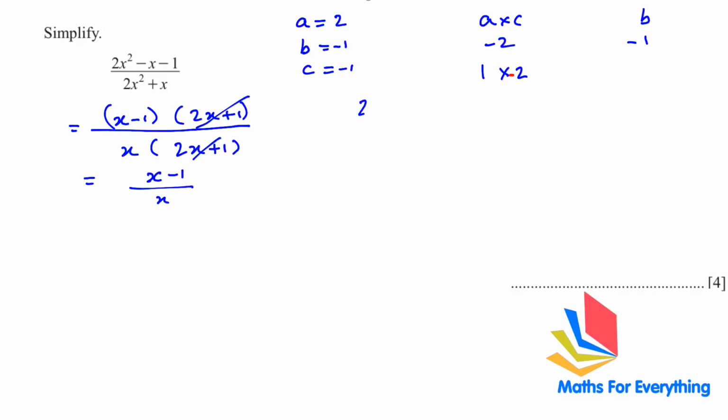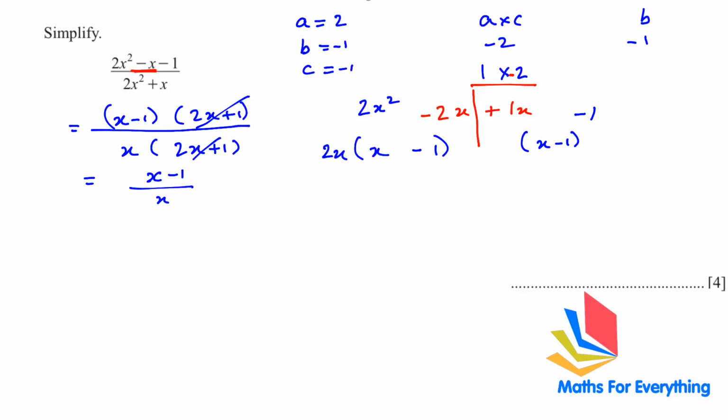The first and the last term, 2x squared and minus 1, we leave the way they are. In place of negative x, we will substitute negative 2x plus 1x. We don't need to write the 1, but I'm just writing it so that you understand. Break it into two parts. What is common here and here? 2x, correct? So we factorize the 2x out. What are we left with? x minus 1.